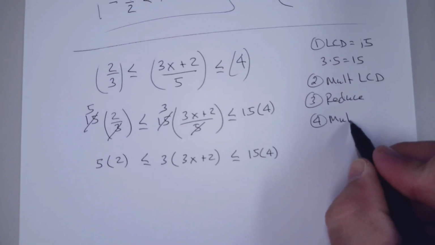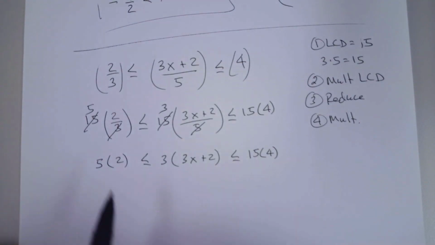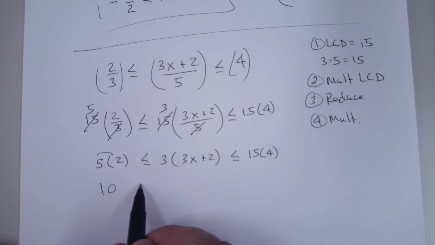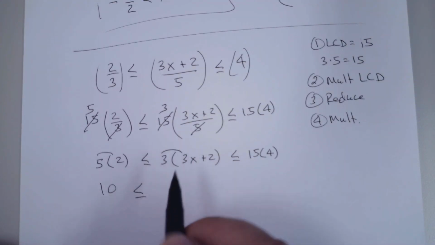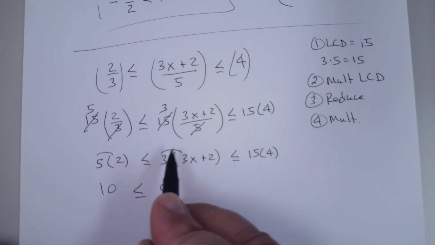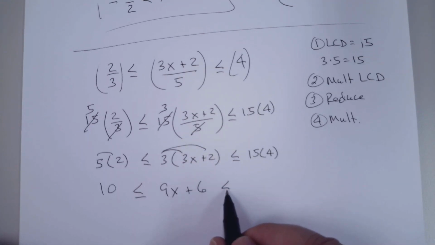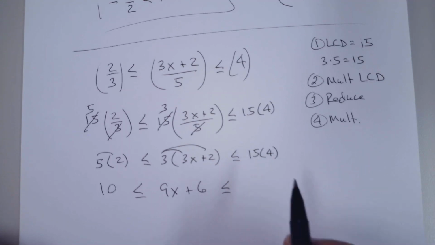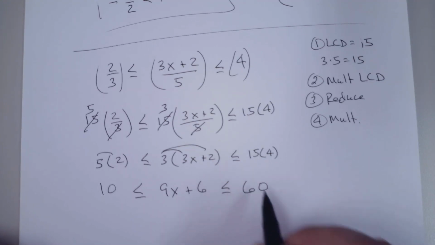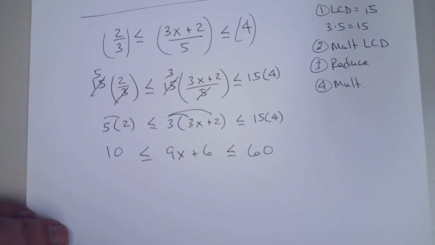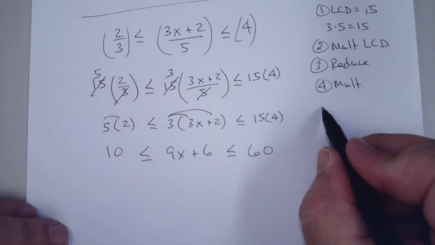Step 4 is multiply to get rid of the parentheses. 5 times 2 is 10. 3 times 3 is 9x. 3 times 2 is 6. 15 times 4 is 60. All the parentheses are gone.